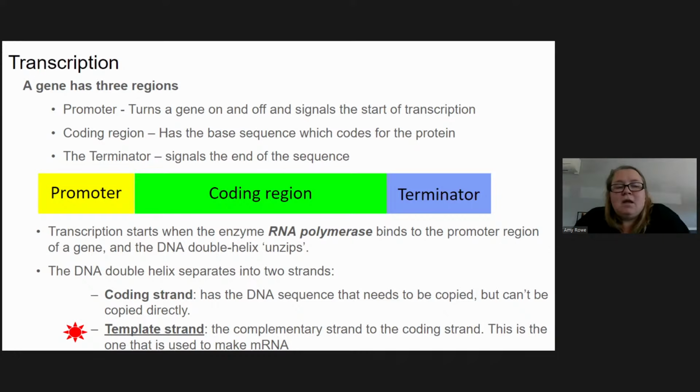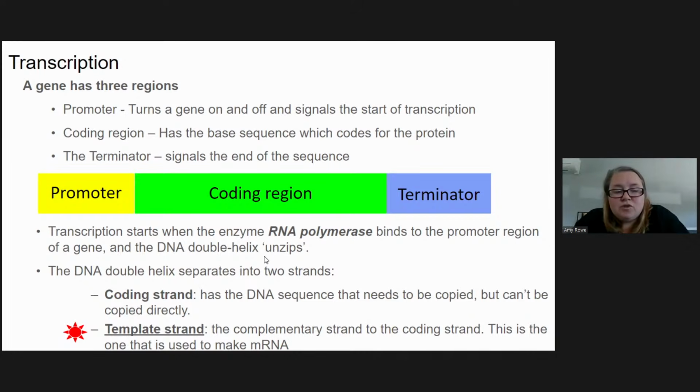Transcription starts when the enzyme RNA polymerase binds to the promoter region of a gene, and the DNA double helix will unzip. Once the RNA polymerase has bound to that promoter region, it will move through the coding region and finish at the terminator. Now, when the DNA double helix unzips, it separates out into two strands.